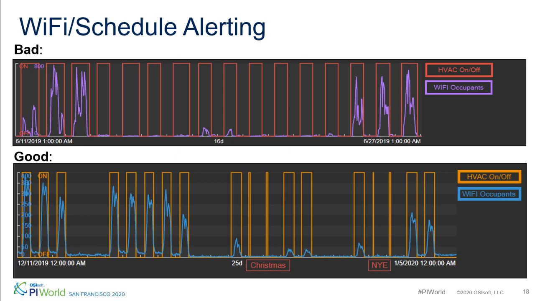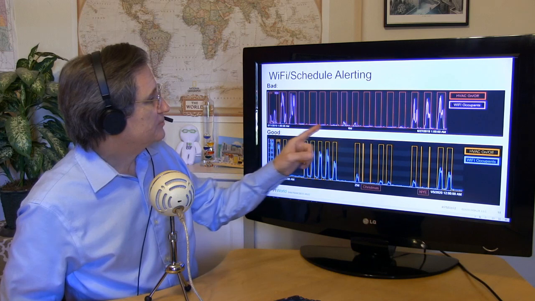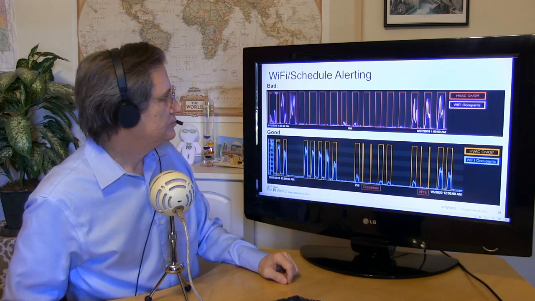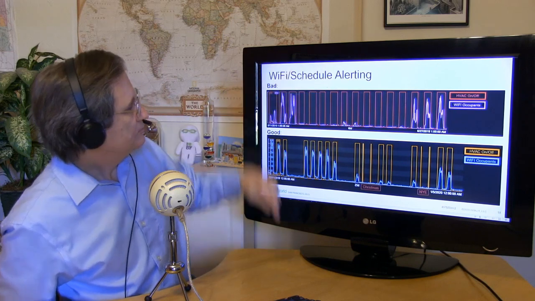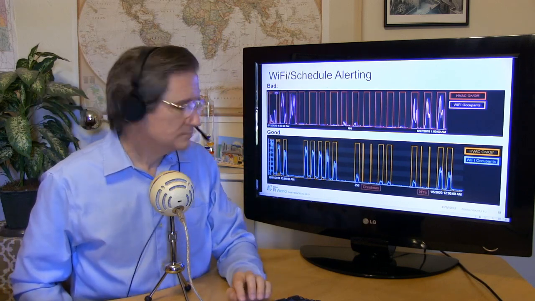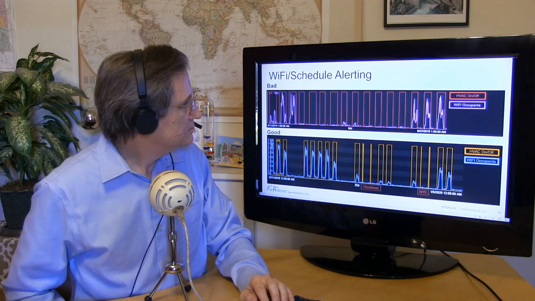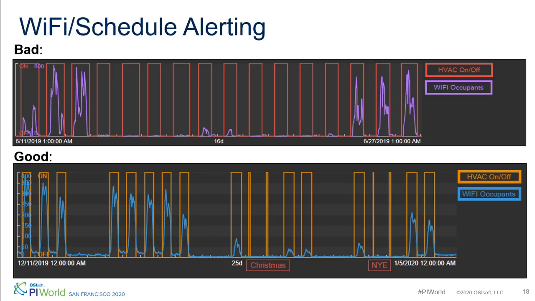On the top, we have that exact scenario. The purple is the graph of the occupancy based on the Wi-Fi count. This is just the number of connected devices. And then you see the HVAC, that's the little square red boxes. This is 16 days. You can see basically every day is on at this building. But there are periods where there's virtually no one there.